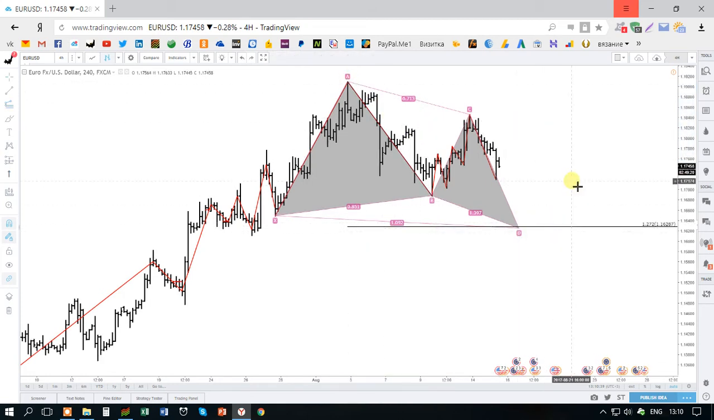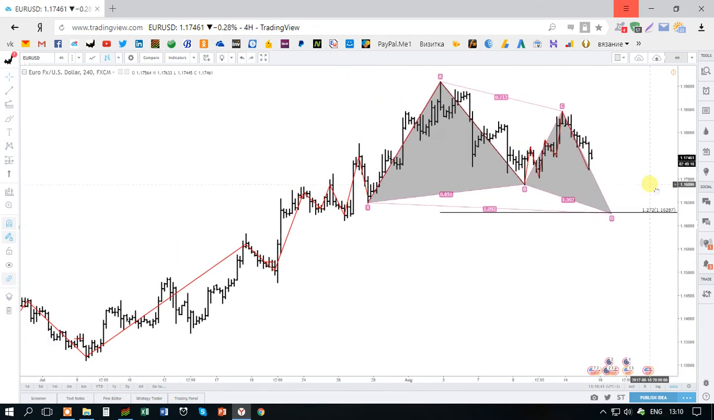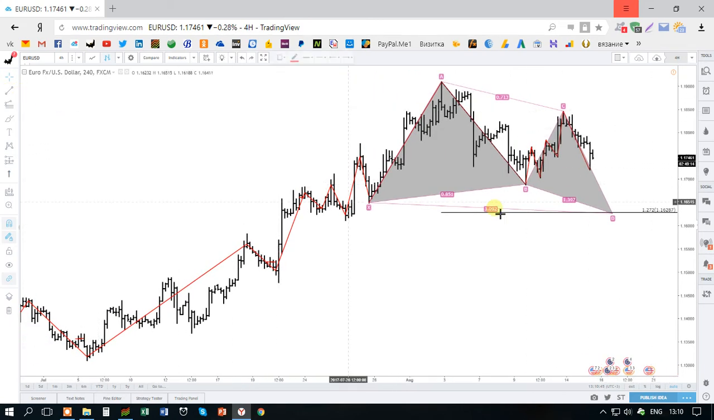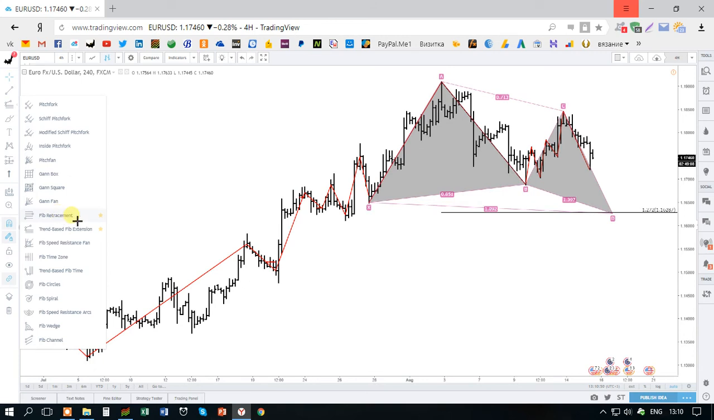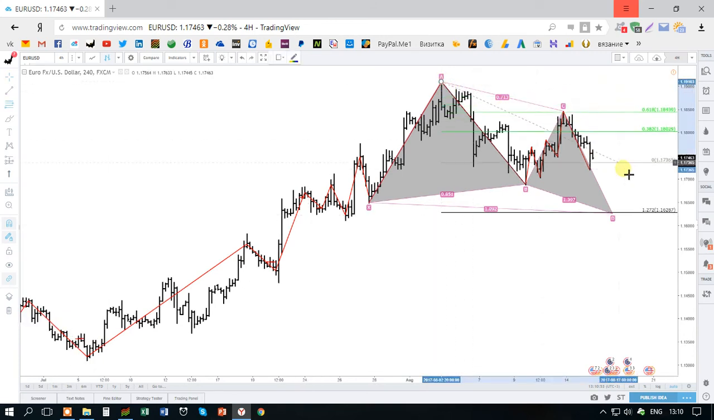So if you trade butterfly advanced formation, and you have backtested them and found them pretty interesting, here is the opportunity for you. Let me show you how it should be traded, at least according to my rules.